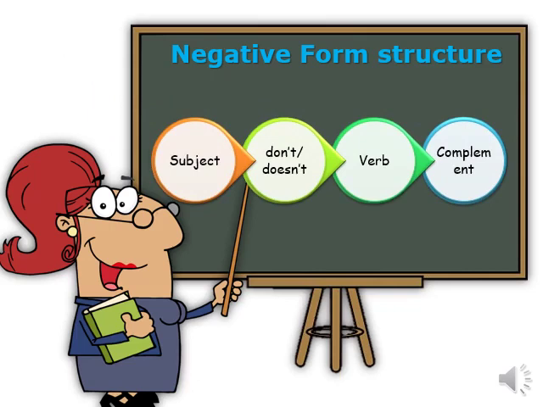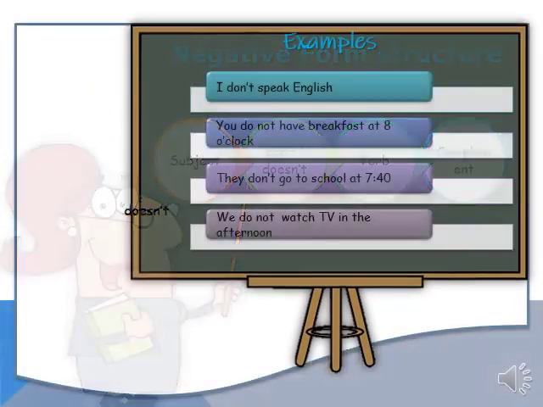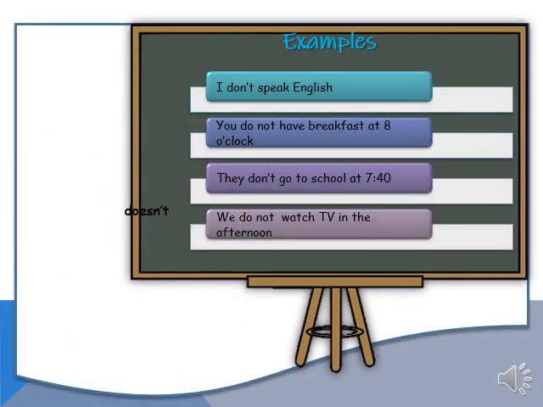So in the negative form again, we use the subject, don't or doesn't, verb, and then the complement. I don't speak English. You do not have breakfast at 8 o'clock. We don't go to school at 7:40. We don't watch TV in the afternoon.